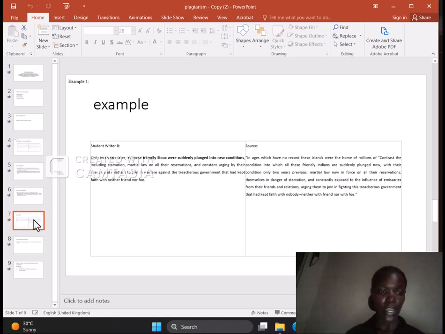A student had, let me read for you: Only 2 years later, all these friendly shares were suddenly plugged into new conditions, including starvation. So the student mixed up some words from the source into their work, but then they did not cite at the end of their work, showing where the information had been gotten or the major source of the information. So that is what we term as mosaic plagiarism.